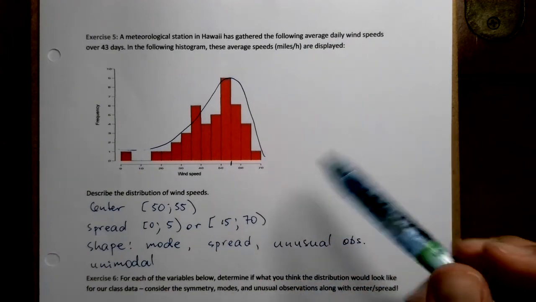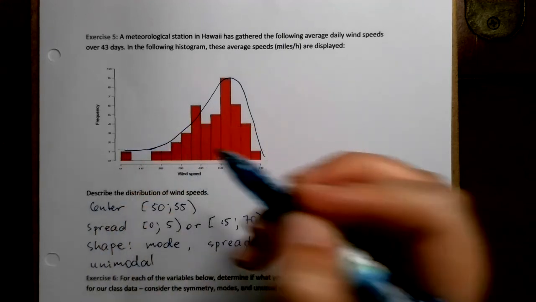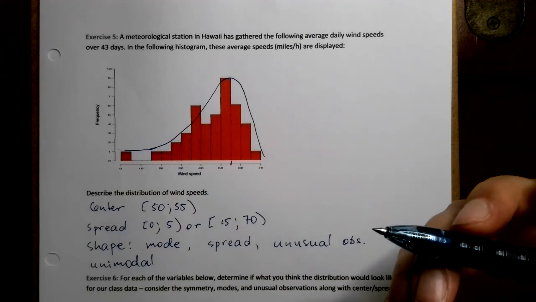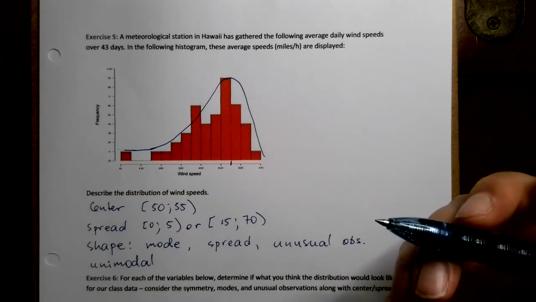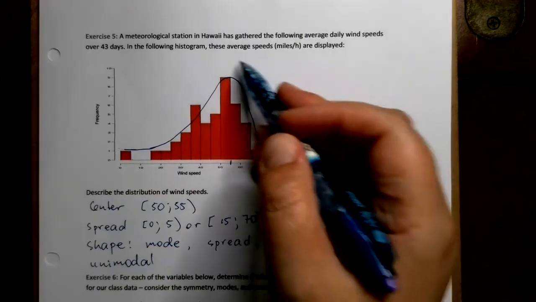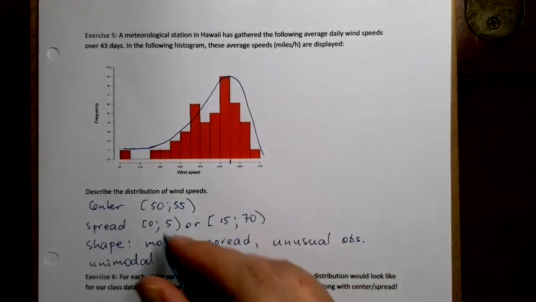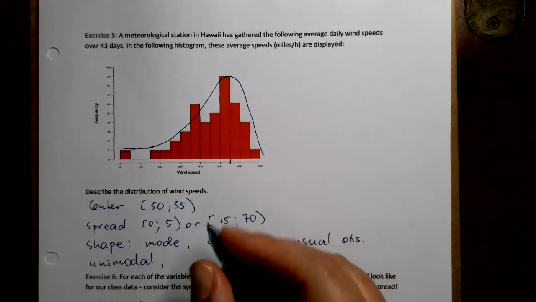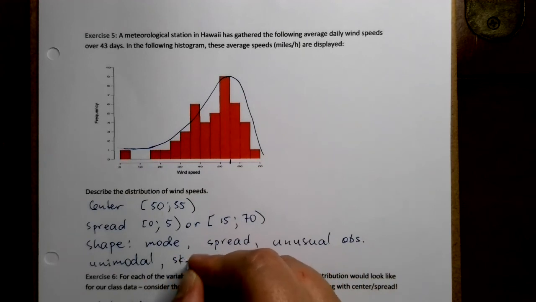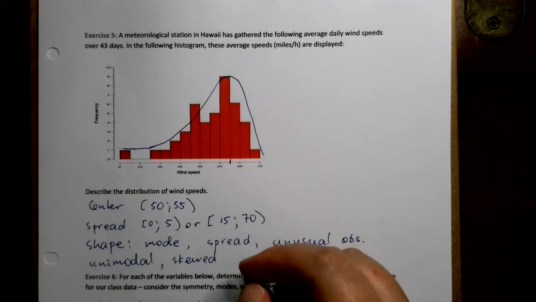Okay, so what other thing can we say about the shape? Is this symmetric? Well, this is definitely not symmetric, right? It has a longer tail on the left, and so for this one, you would have to tell me that it is skewed. And don't just tell me that it's skewed. You have to tell me that it's negatively skewed, or skewed to the left.